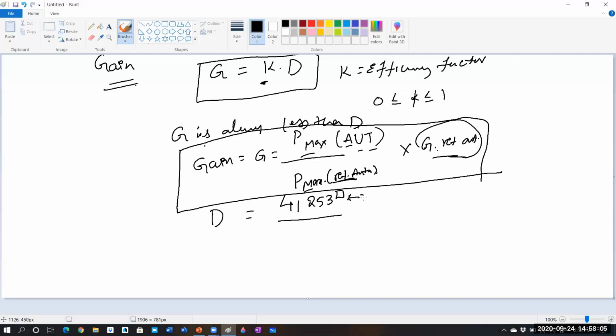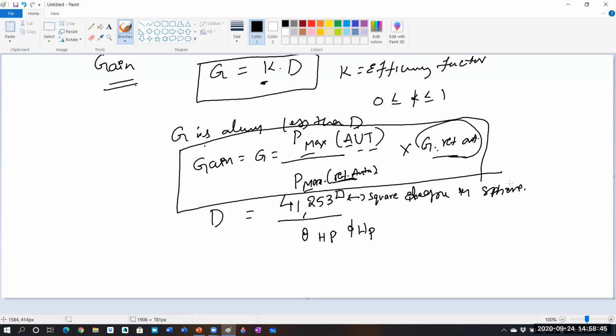What is this square degrees? We discussed it in the last class. If you have any doubts, please refer to the last video. So 41,253 divided by theta of power beam width into phi of power beam width. 41,253 is nothing but the number of square degrees in a sphere.